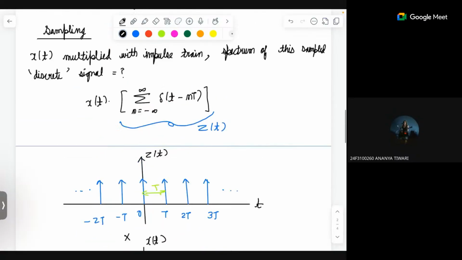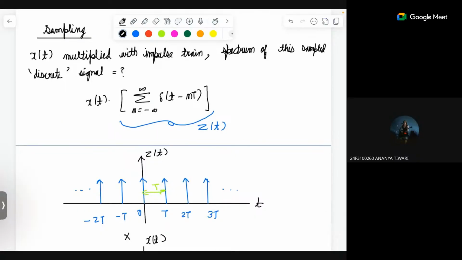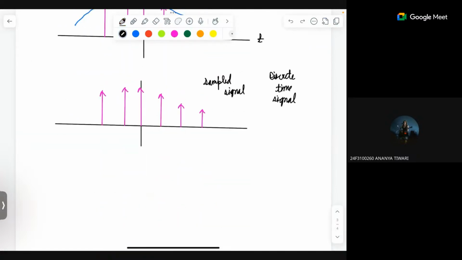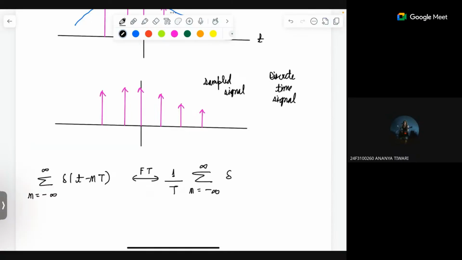Now in time domain we multiplied them. So when we go to frequency domain, there will be convolution of the Fourier transform of these two. So first let us write down the Fourier transform of the impulse train. Again, I'm not going to solve that. That was there in previous lecture, so you'll have to refer that. This is the impulse train zt. When we find the Fourier transform, we get 1 upon T sigma n equal to minus infinity to infinity delta omega minus n omega naught, and here omega naught is equal to 2 pi by T.